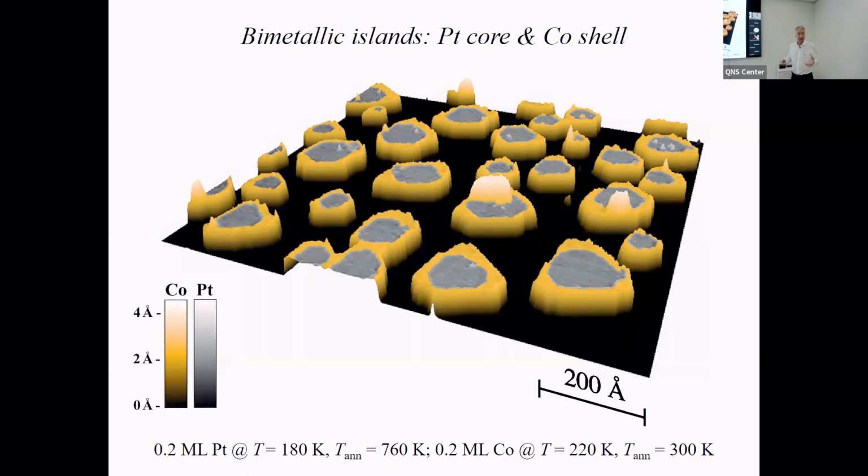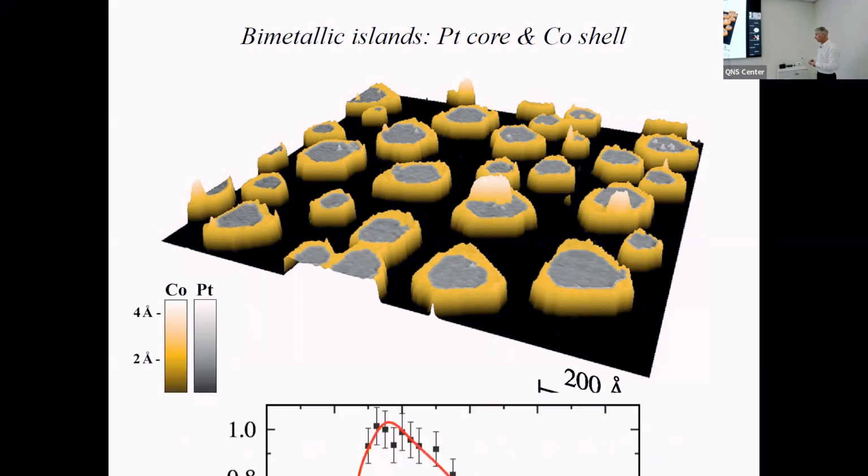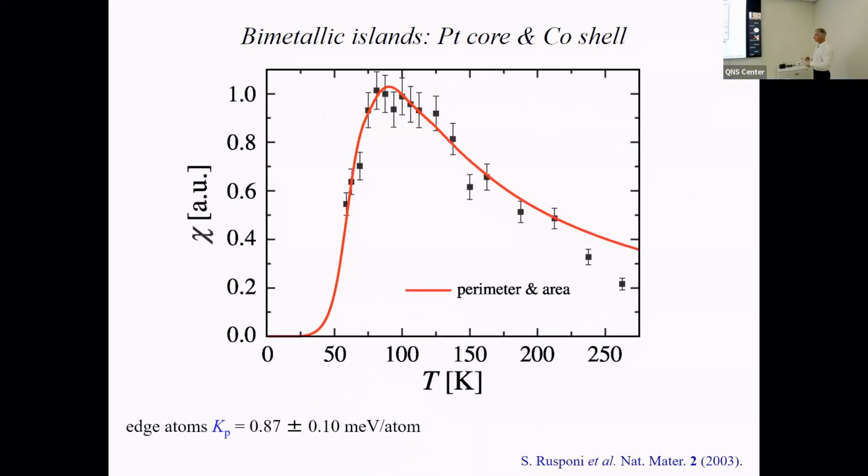So if it's true that the atoms which are sitting at the perimeter do all the work, basically, these islands should switch at the same temperature as the ones that are fully filled with cobalt. And that's exactly what happens. So in principle, if you look into this curve, it looks very much the same as the curve that I showed for fully cobalt-filled islands. So this means that this magnetic anisotropy energy comes really from the low coordinated atoms that are sitting at the perimeter.